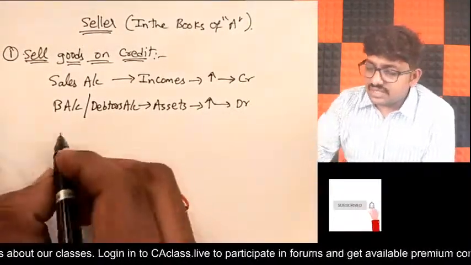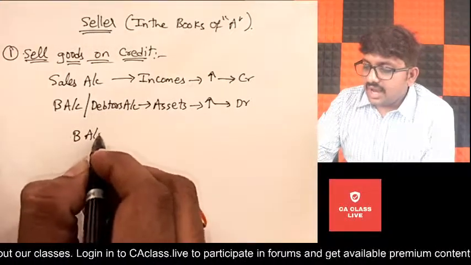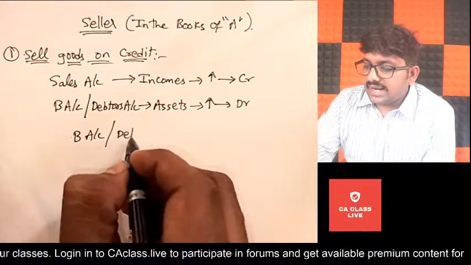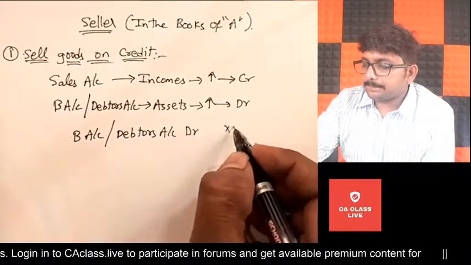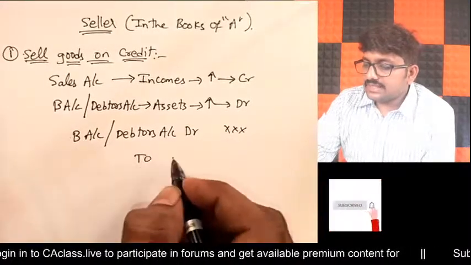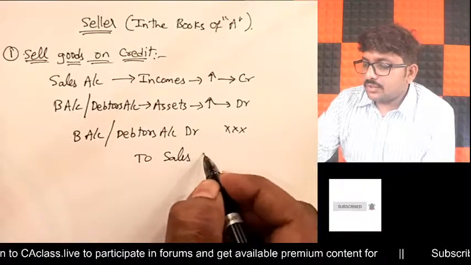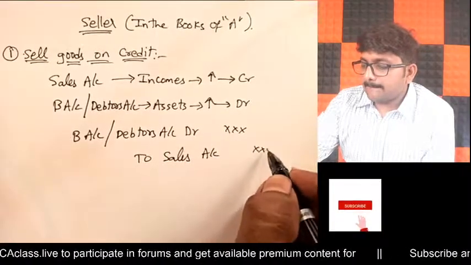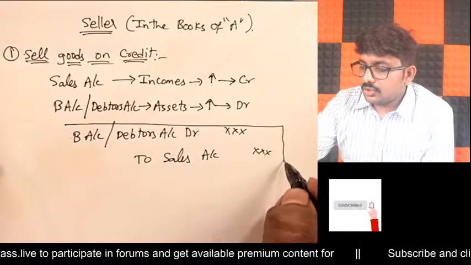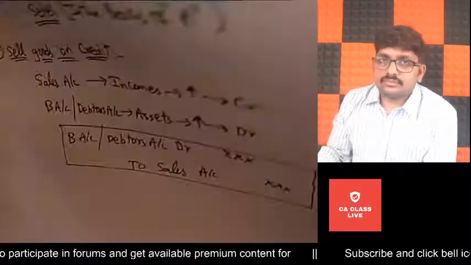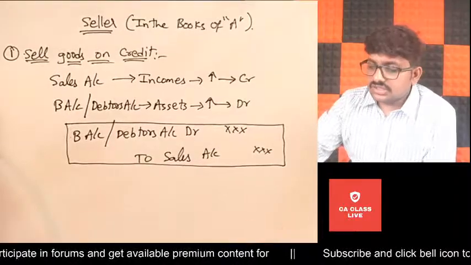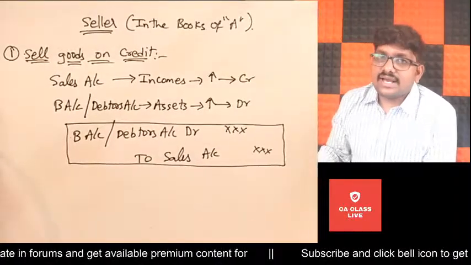So what is my journal entry in this case? B account or debtors account debit to sales account. Okay, Nama, to sales account. So this will be my journal entry whenever I sell the goods on credit basis.